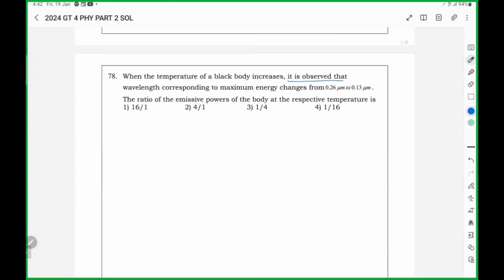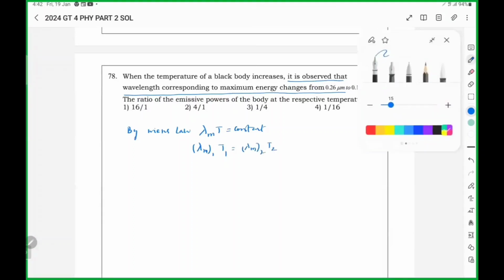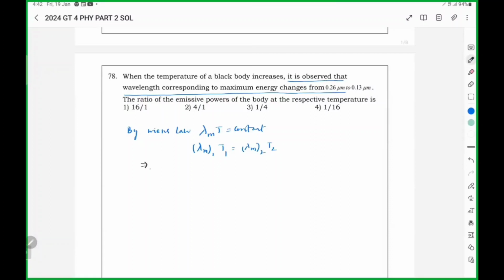It is observed that the wavelength corresponding to maximum energy, by Wien's law, lambda m into T is constant. So lambda 1 T1 equals lambda 2 T2. From here, T1 by T2 is simply 0.13 by, both are in micrometers, the ratio T1 by T2.